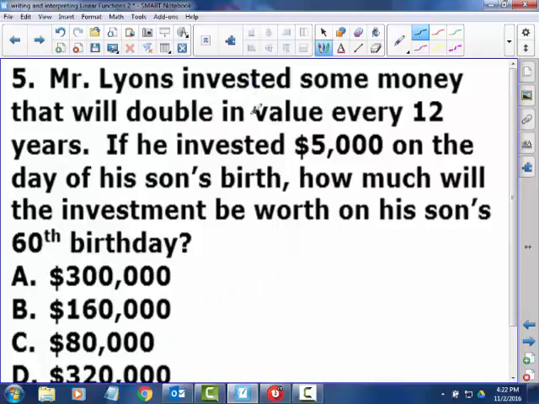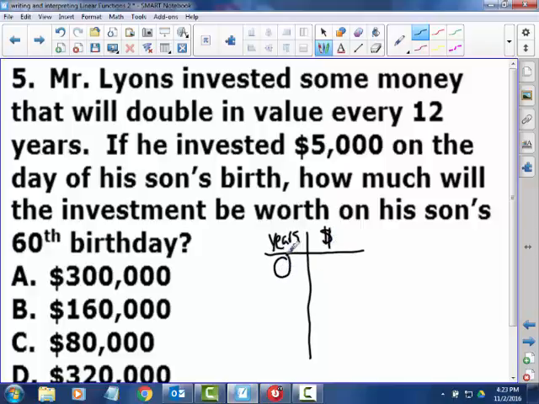Mr. Lyons invested some money that will double in value every 12 years. If he invested $5,000 on the day of his son's birth, how much will the investment be worth on his son's 60th birthday? Ooh, that sounds tricky. Let's see. It doubles in value every 12 years. So I like a table. I'm going to try a table for this one because this is years old, right? And then this is money. That's what we've got related here.